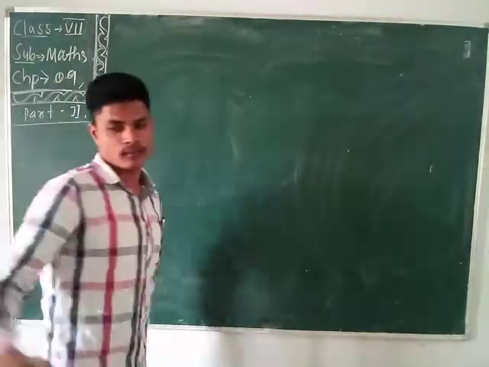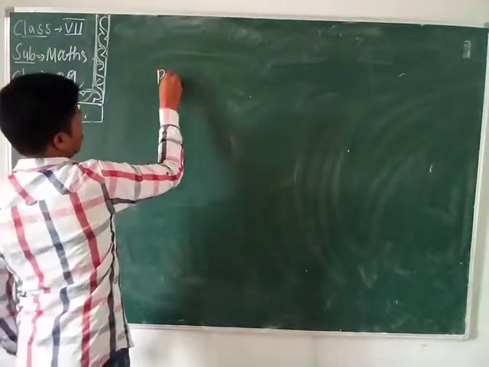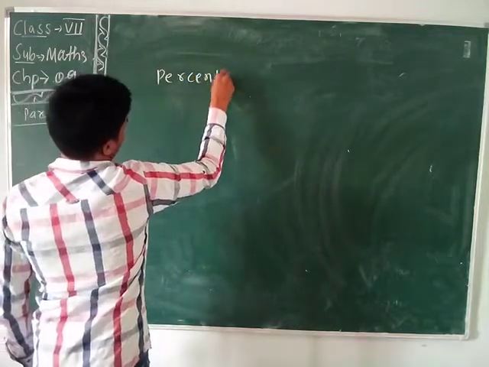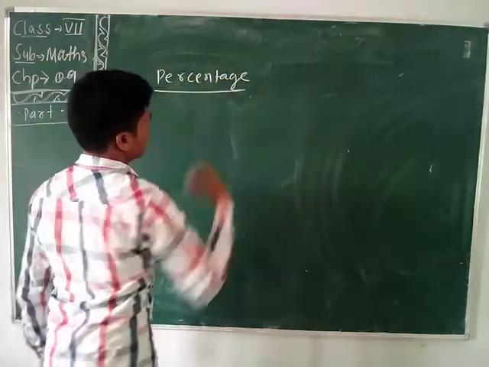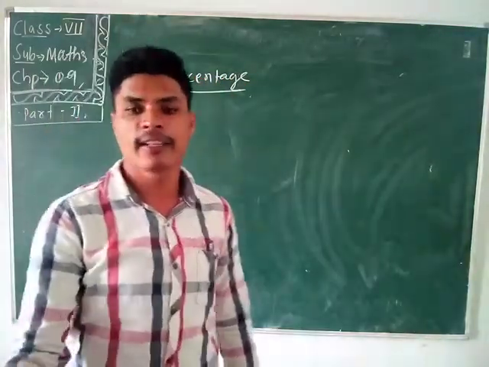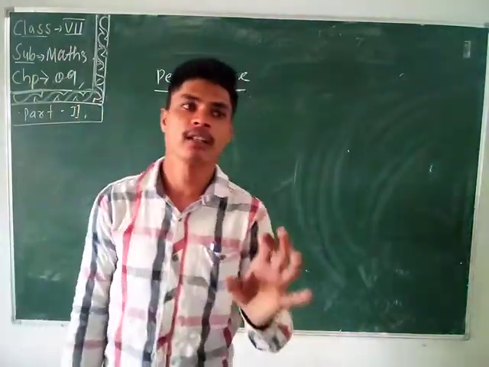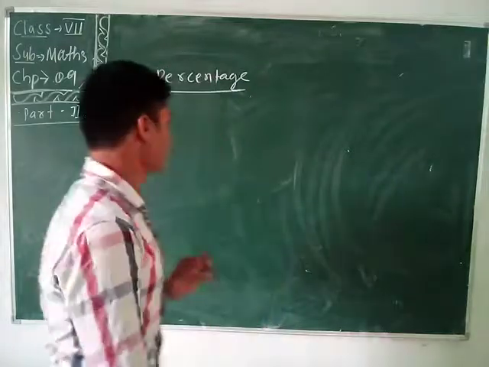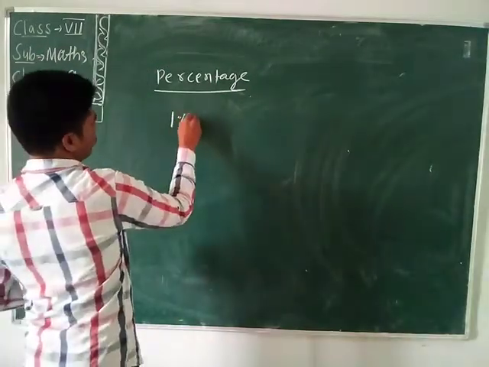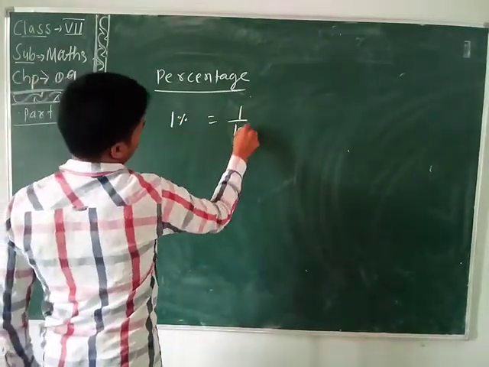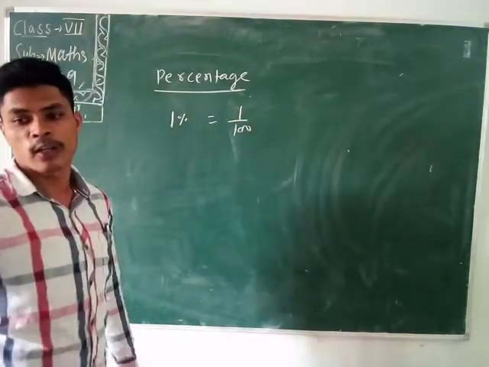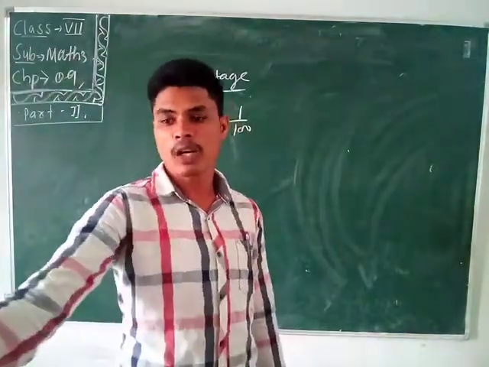Percentage means what? The word percentage is derived from percentum. Percentum means out of 100. Then we can write 1%. 1% means 1 by 100, that means 1 out of 100.